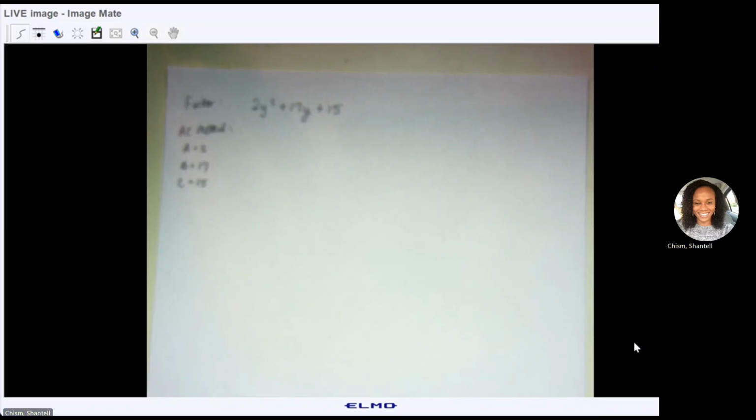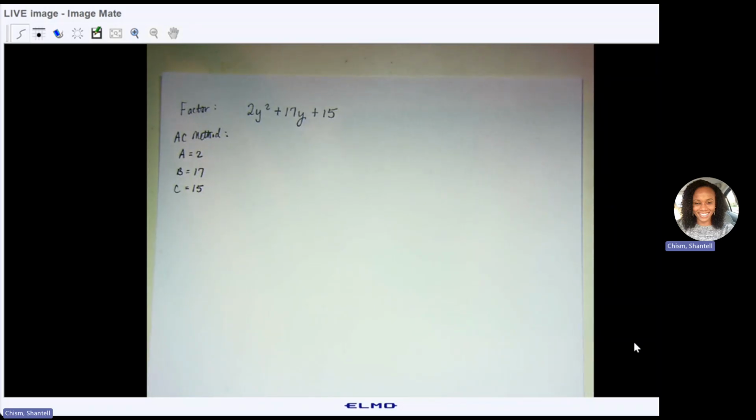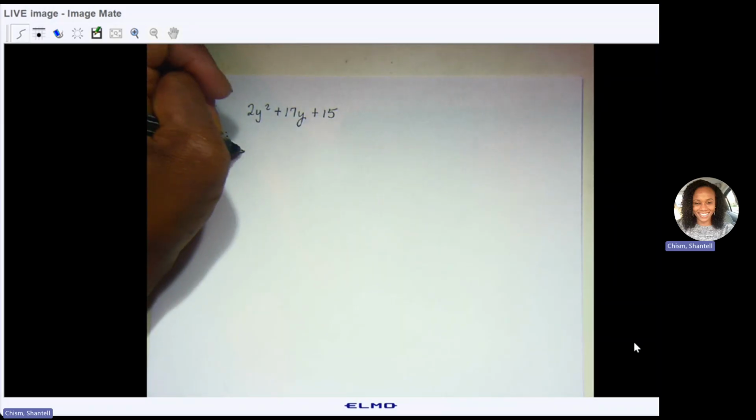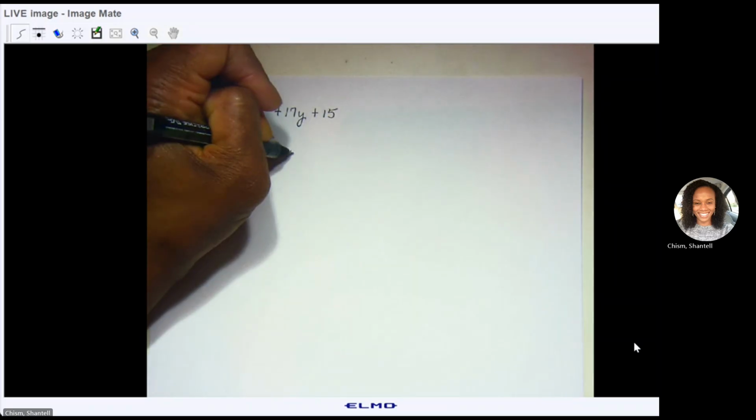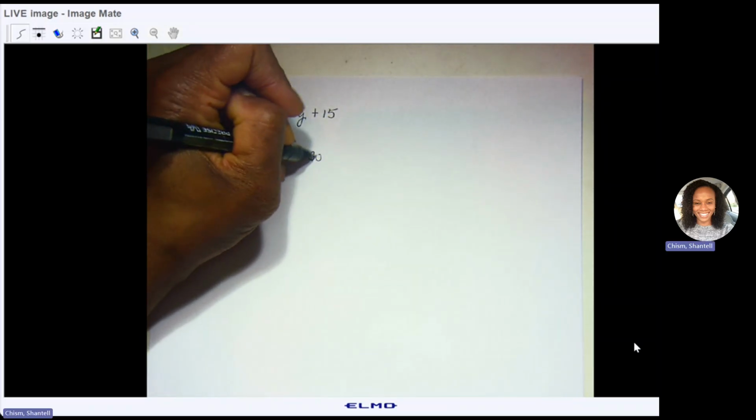Okay. There is no GCF, so you go straight into either your trial and error method or your AC method. So AC method says that I multiply A times C, which is 2 times 15. And in this case, that is 30.